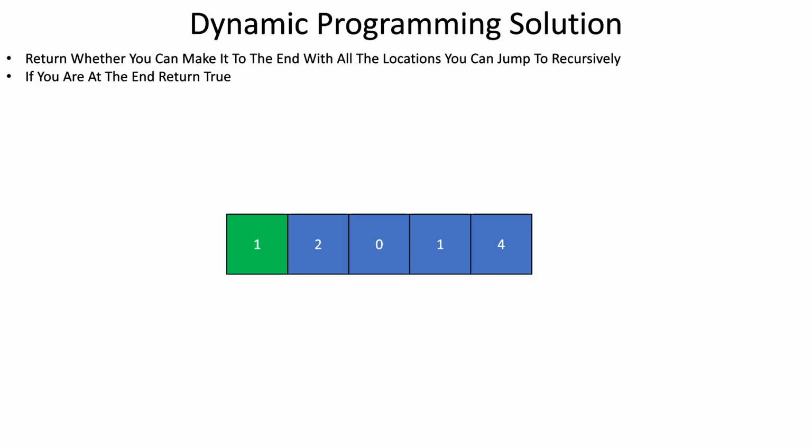In this example, we're given the array 1, 2, 0, 1, and 4. You start at 1, and first you jump once to 2. Now that you're at 2, you try jumping once to 0, and since you can't get anywhere, you go back to 2 and try jumping to 1. Now that you're at 1, you try jumping to 4, and since you're at the end, you return true.